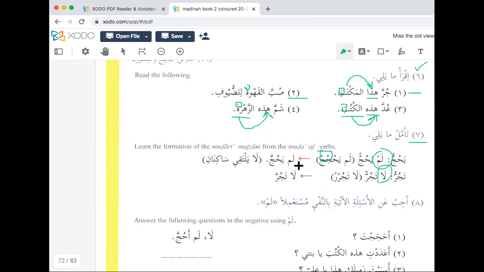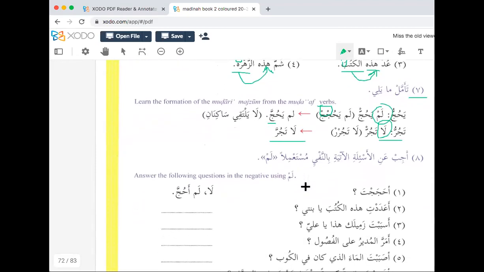You get 2 sukoons sitting next to each other. So how to avoid it? You keep the shadda and you put a fatha on the second of the 2 jeems. So here you have lam yahujja. He didn't perform hajj. And in this example, la nahiya, prohibition, la tajurra. Do not drag. La tajurra thawba, for example, don't drag the thawb.